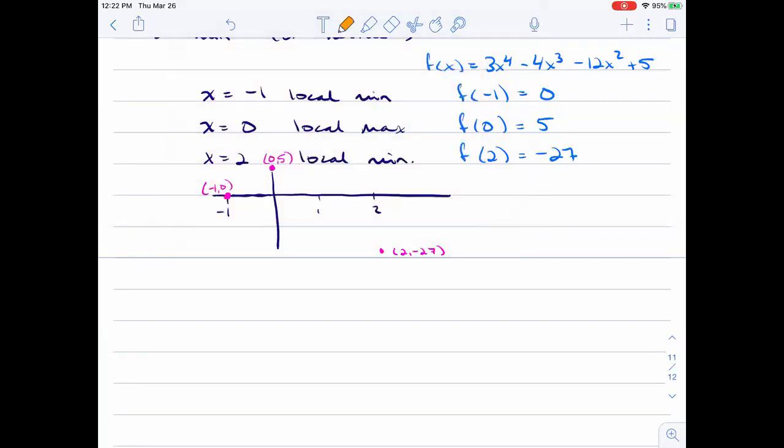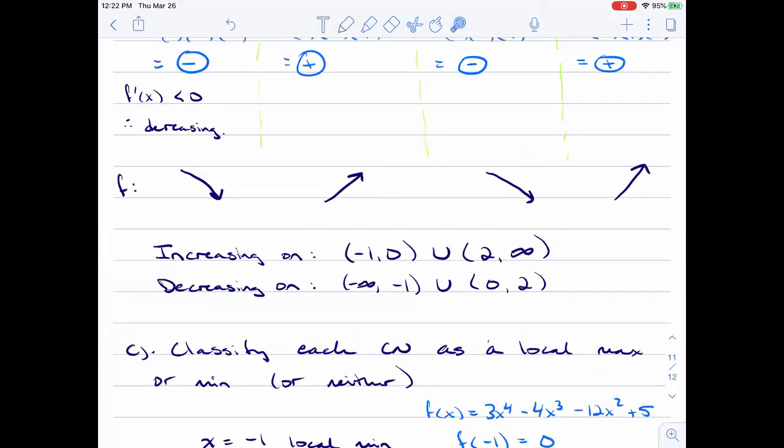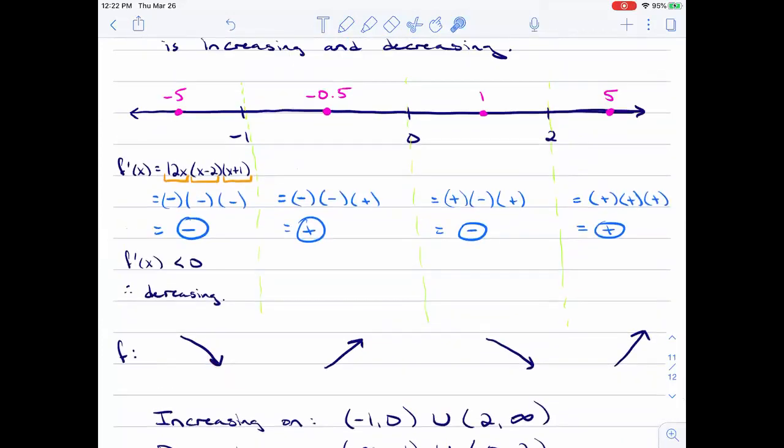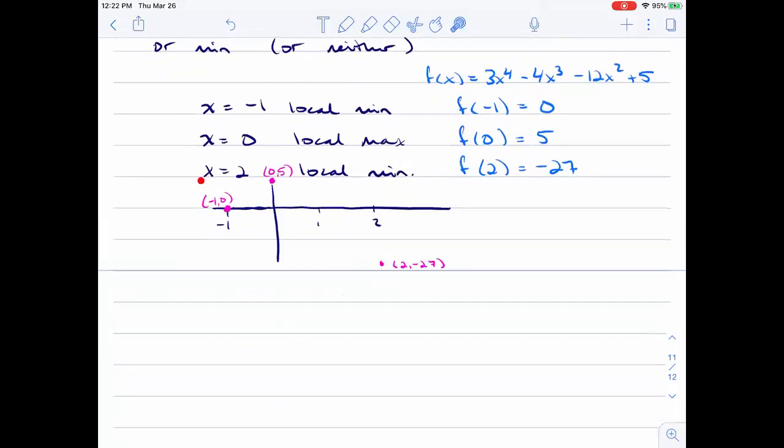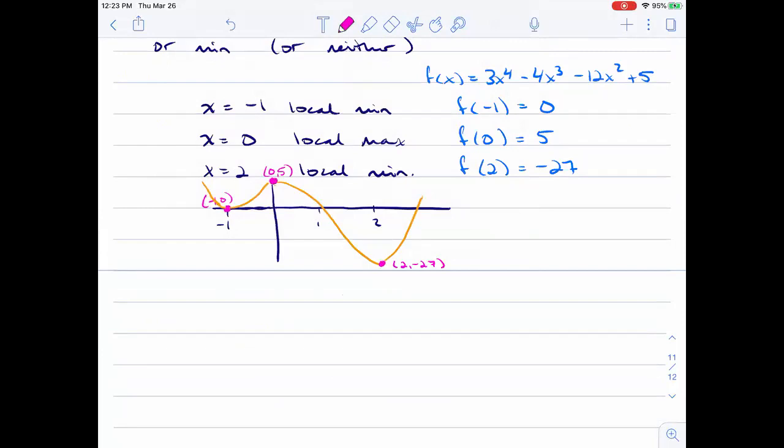So then I know I was decreasing heading into x equals -1. So I'm going to be coming from up here, something like this. And then I know I'm switching. I've got a minimum there, and then I've got a maximum here. And then it kind of keeps going, and then I know it took off this way. Just kind of emphasizing those points. Nice.